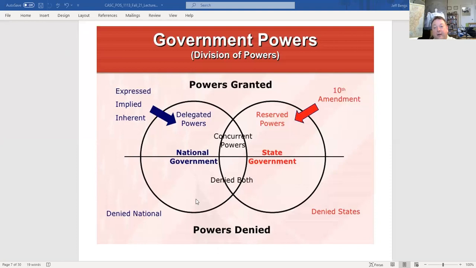And then you'll notice here that there's an area where the two governments overlap. These are concurrent powers. That means con usually means with. So they share these powers with each other. And that would be powers to tax, because state governments can also tax. Federal government, we know they tax. So concurrent powers.